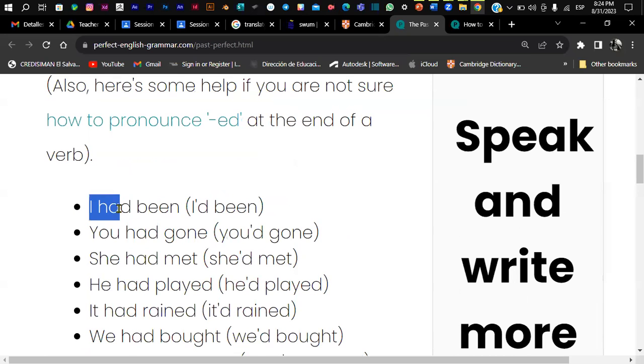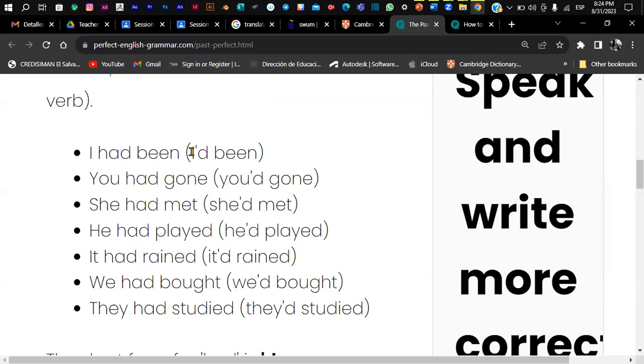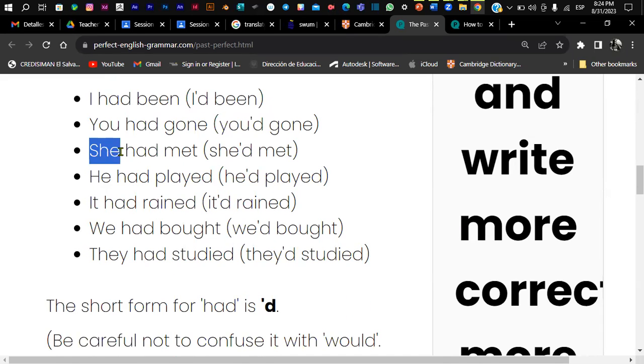Okay. I have been becomes in? I'd been. Because it is a contraction. Continue. You have gone. You'd gone. Correct. She'd met. Correct. Okay, continue. He had played. He'd played. That's it.